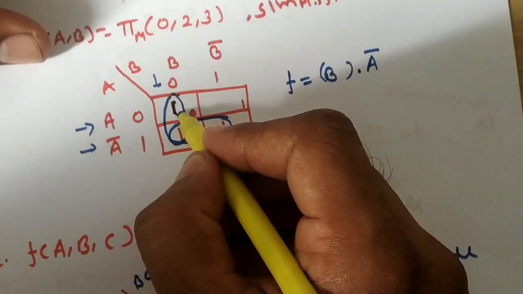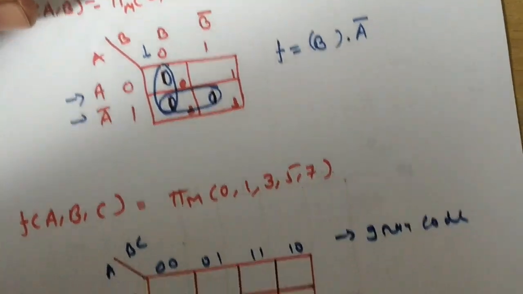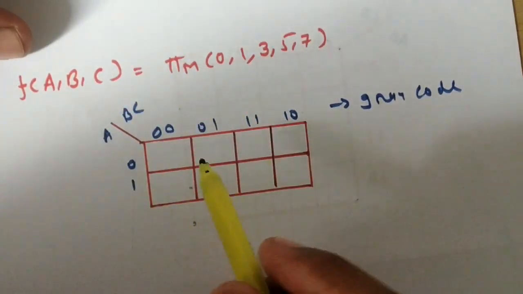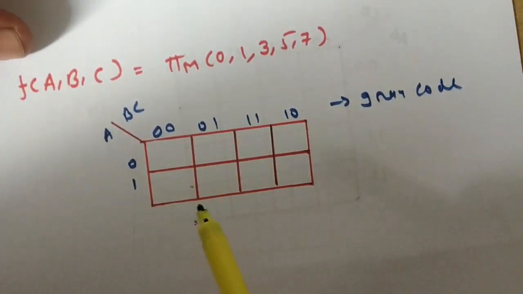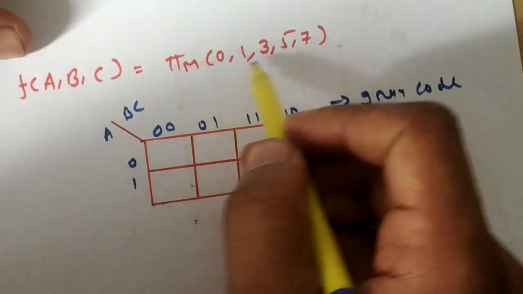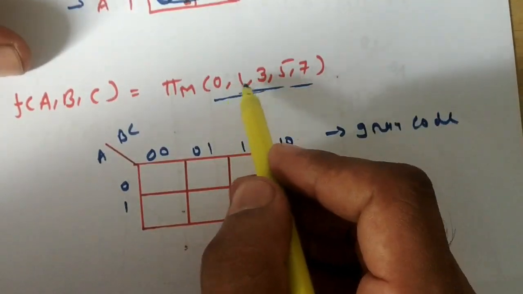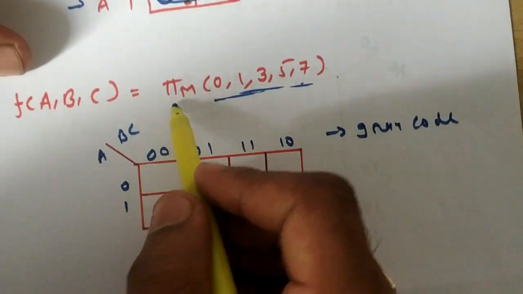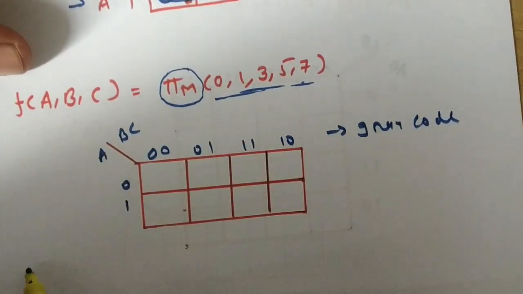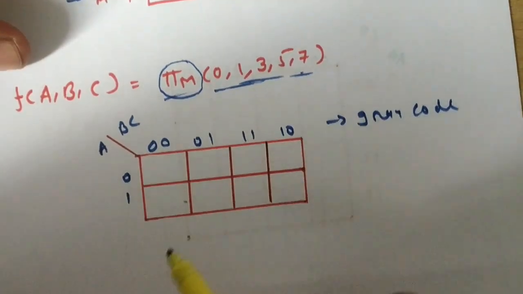Rather than writing 1, you are supposed to write 0 in case of POS, right? So remember that in the POS we are not making the group of 1, we are making the group of 0. So whatever max terms are there, you are supposed to write 0 in place of that cell. So it is max term. POS you can identify using this sign pi m. When it is written pi m, it means it is the equation, it is the product of sums.